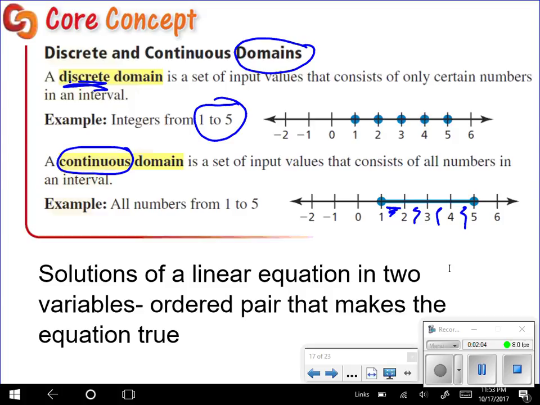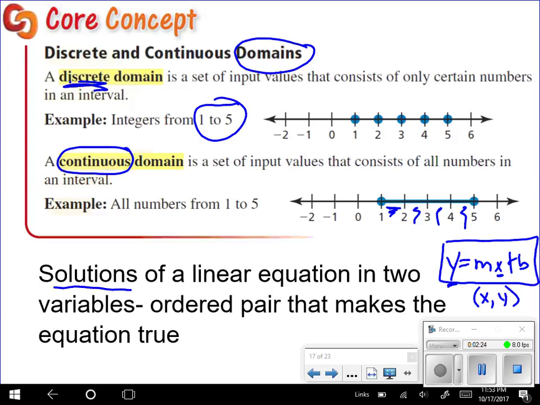And then solutions of a linear equation in two variables. So when I say that, all I'm saying is in the form y equals mx plus b, this is in two variables, y and x. So it's an ordered pair that makes the equation true. So we have an x and a y that would make this true. That is a solution of a linear equation in two variables. So these are kind of our vocab words today. We're going to use these to kind of look at a few different story problems and go from there.